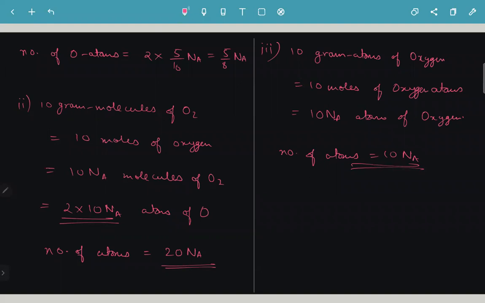So is the difference clear? 10 grams of oxygen is different from 10 gram molecules of oxygen, which is different from 10 gram atoms of oxygen. 1 gram molecule is 1 mole of molecules and 1 gram atom is 1 mole of atoms. When we use the terms gram and atom together, or gram and molecule together, it refers to moles rather than mass. Understood? Is this clear?